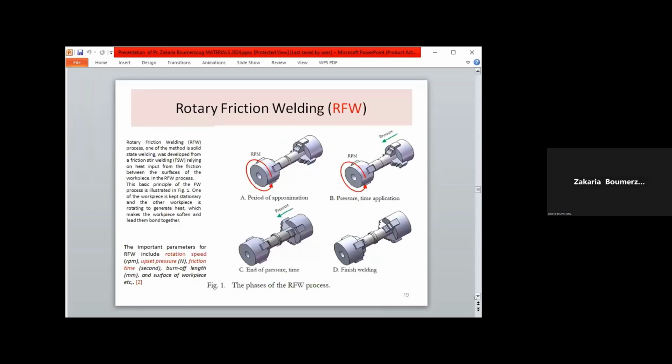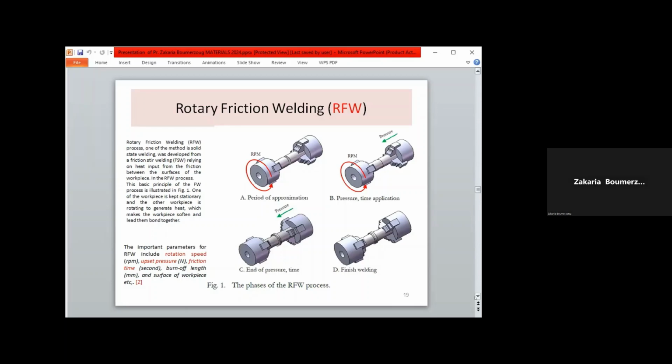Concerning rotary friction welding, as shown in this figure, the rotary friction welding process, one of the methods of solid state welding, was developed from friction stir welding, relying on heat input from the friction between the surfaces of the workpieces. In the rotary friction process, the basic principle is illustrated in the figure. One workpiece is kept stationary and the other workpiece is rotating to generate heat, which makes the workpieces soften and bond together.